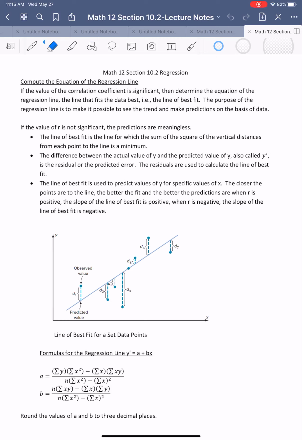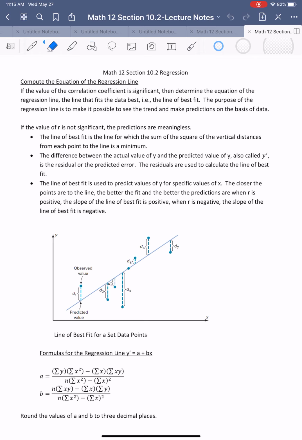Hello, this is 10.2 regression. To compute the equation of the regression line, if the value of the correlation coefficient is significant, then determine the equation of the regression line. The line that fits the data best, in other words, the line of best fit.